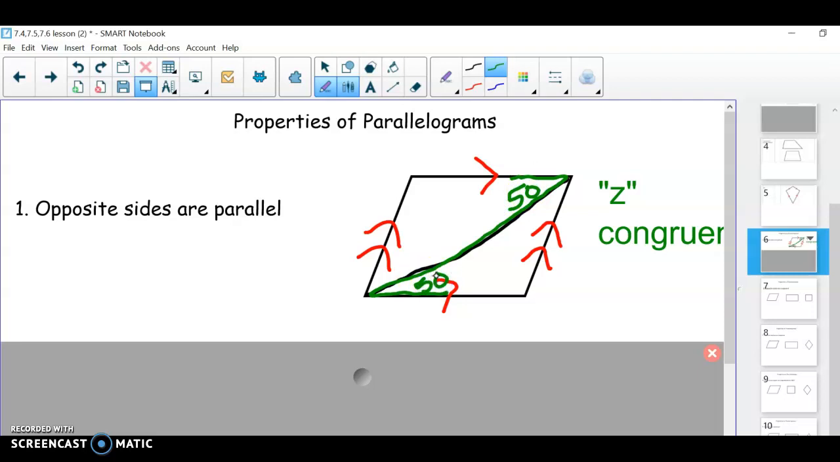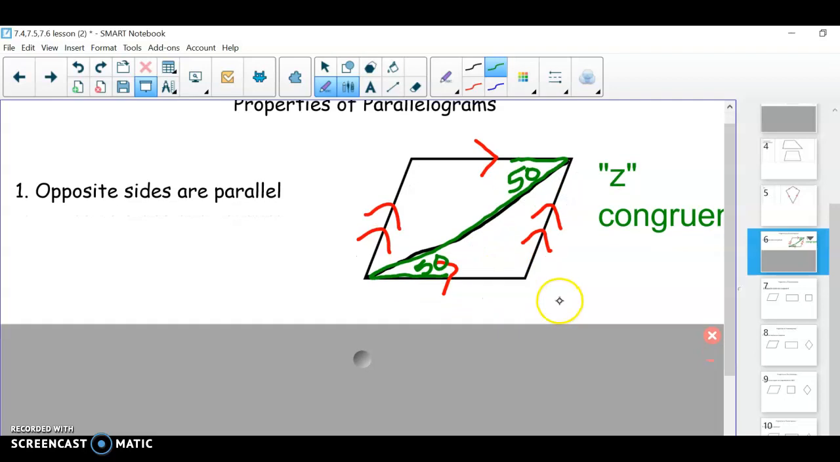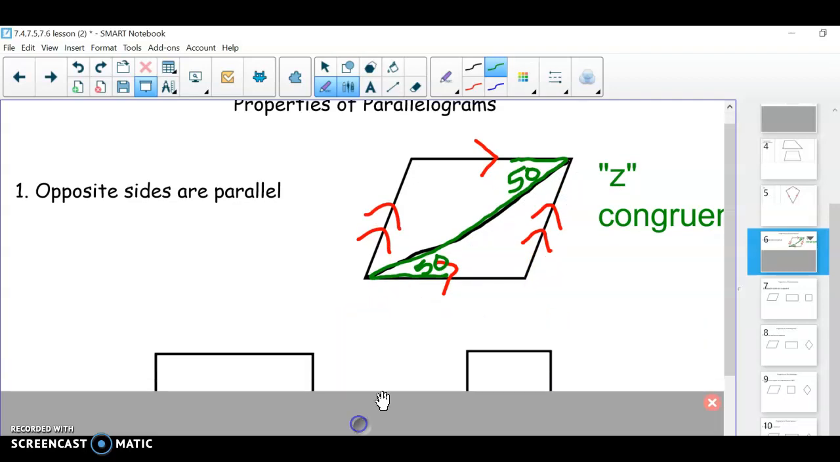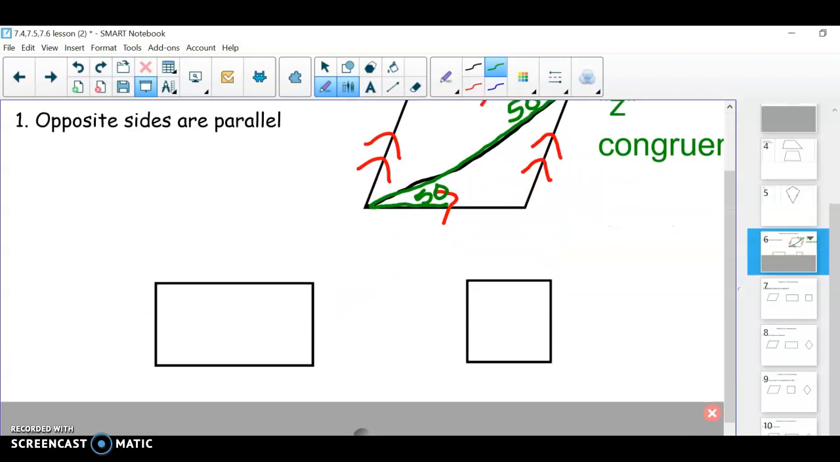Now, today in class, we're going to learn about rectangles and rhombuses and squares. So if we put that into context with a rectangle, if we have our diagonals drawn in, I'm just going to draw it this way, then I could make my Z. So this angle would be equal to this angle.